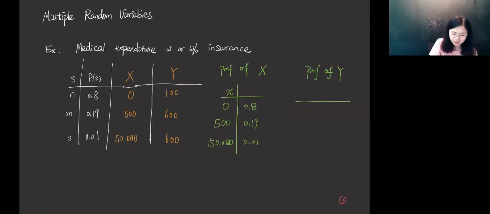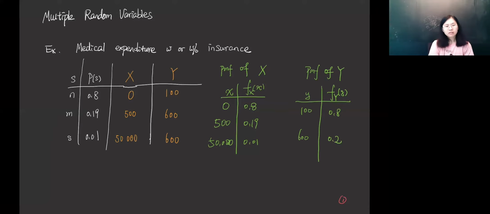The PMF of Y can also be figured out from this table. Y can take two values, 100 and 600. The probability that Y takes these values are given by 0.8 and 0.2. So the distribution of each random variable is part of the information provided by this table that defines multiple random variables, but they don't provide all the information there is.